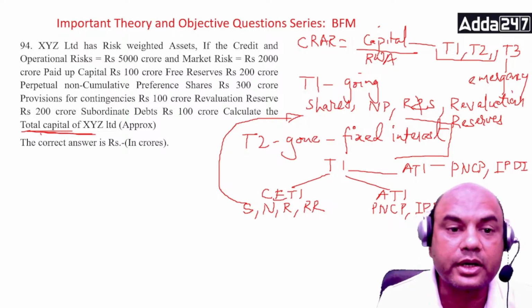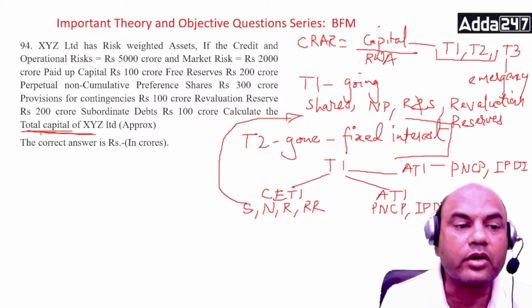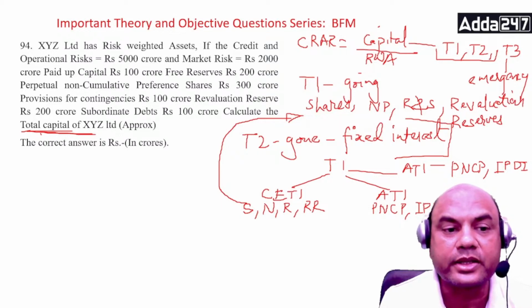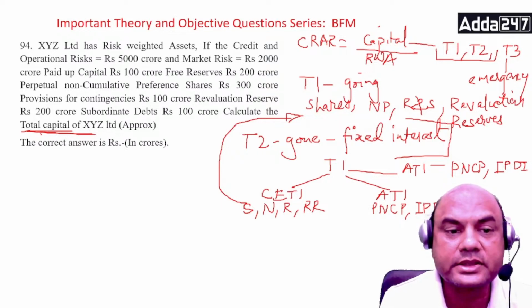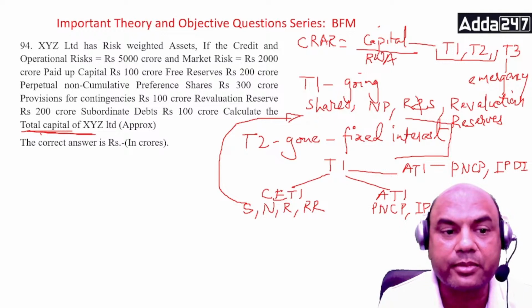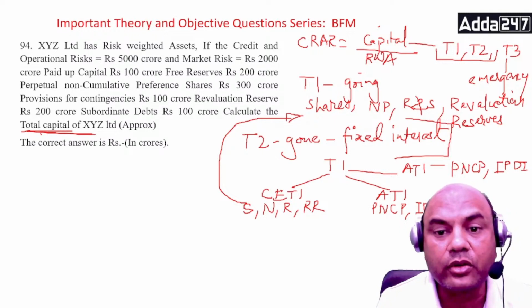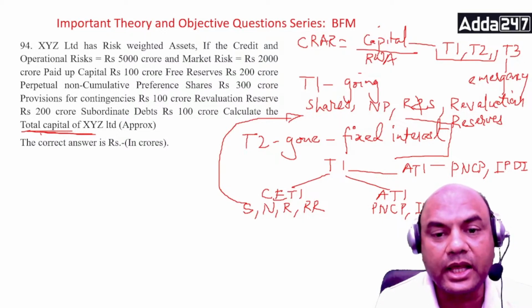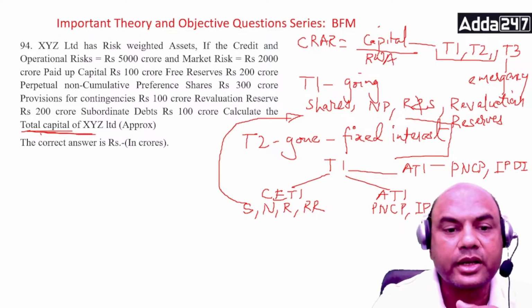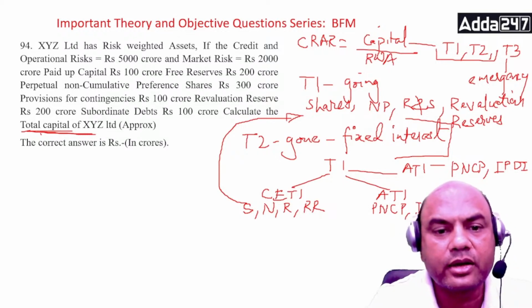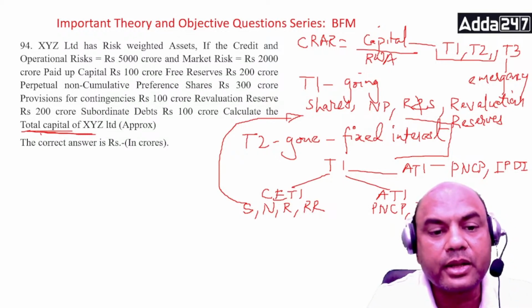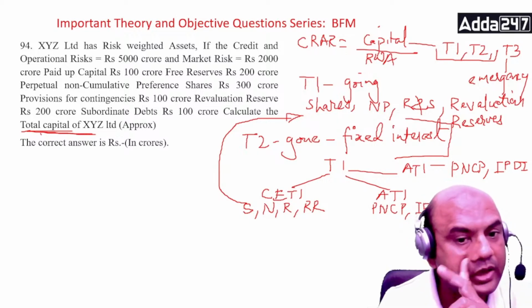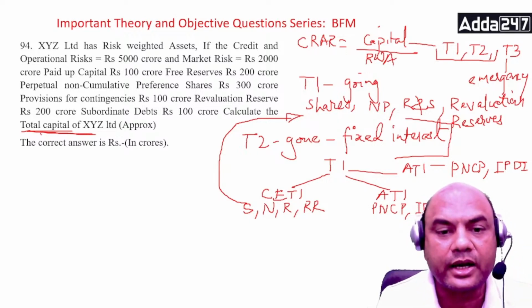So how to calculate it? See this. If the credit and operational risk is given as 5,000 crores, market risk is given as 2,000 crores, paid up capital is 100 crores. So now go on calculating. T1 capital is directly, can we find it out? What are we having? Paid up capital 100 crores. Paid up means shares. So this 100 I'll add.